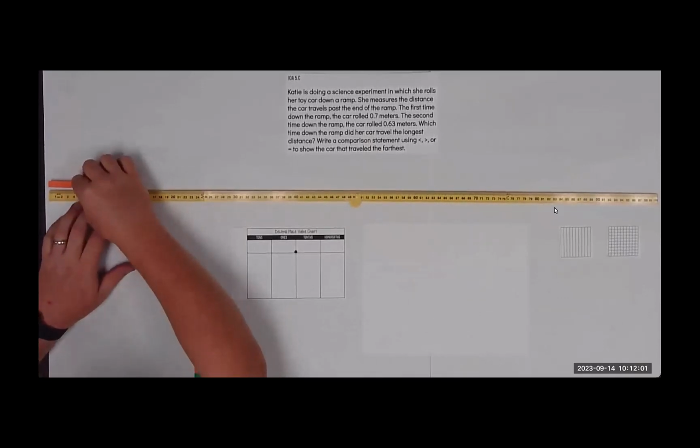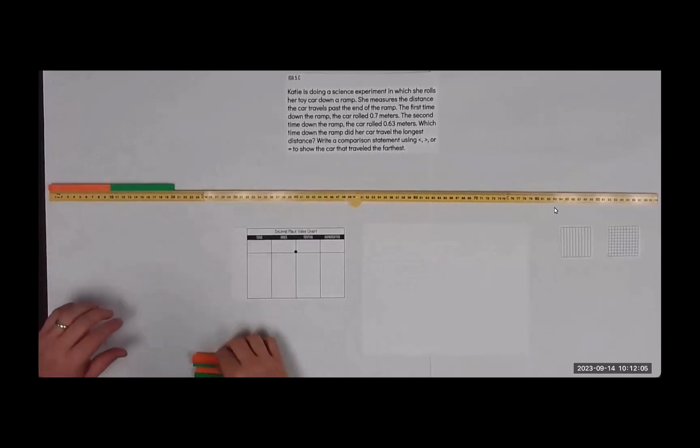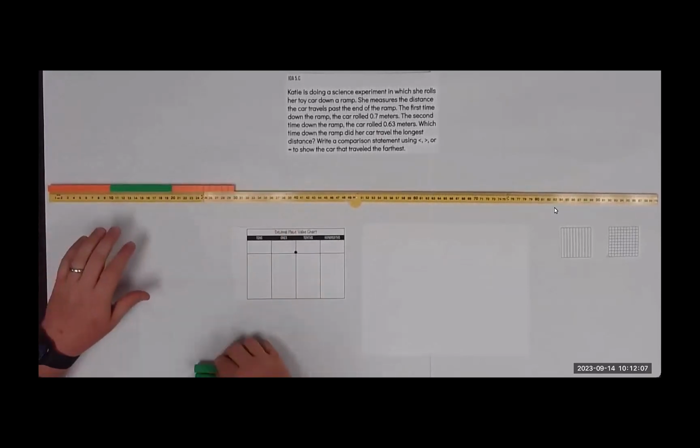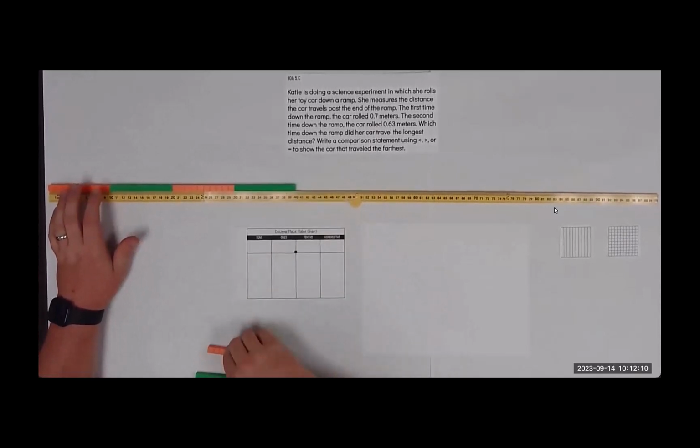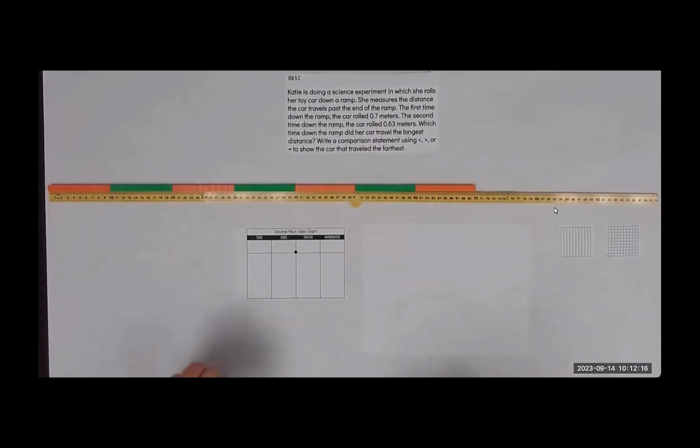I have 1/10 of a meter, 2/10 of a meter, 3/10 of a meter, 4/10 of a meter, 5/10 of a meter, 6/10 of a meter, and 7/10 of a meter. So the first car rolled 7/10 of a meter.